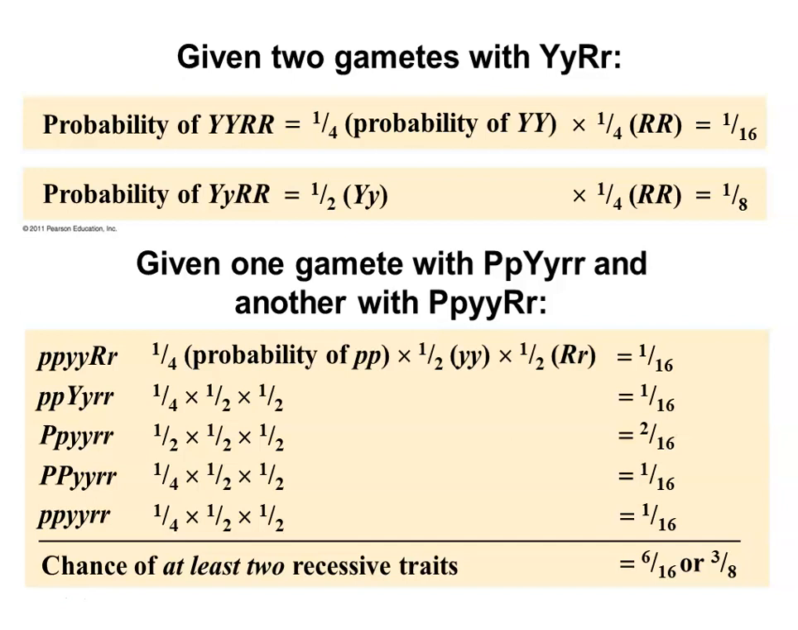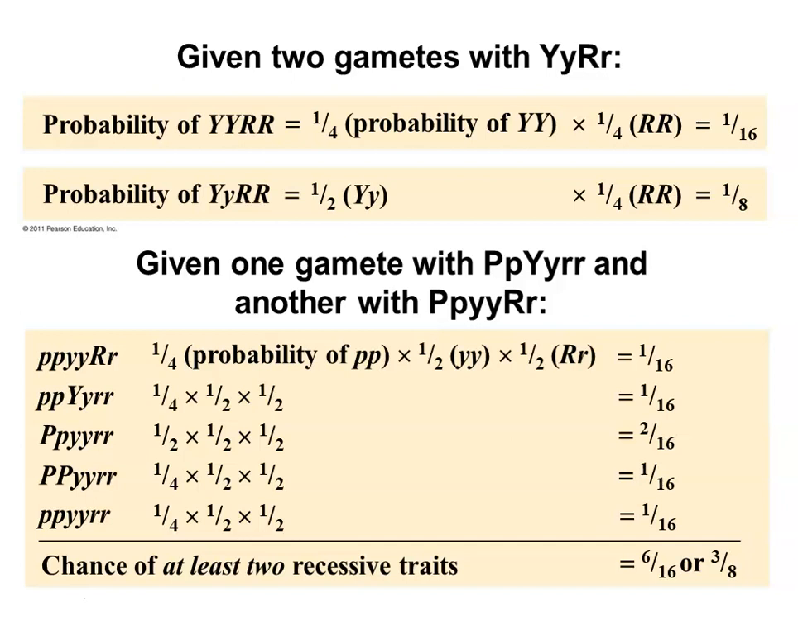So for the first gamete, we have a 1 in 2 chance of getting little p. For the second gamete, we have a 1 in 2 chance of getting little p. 1/2 times 1/2 would give me 1/4. For the Y alleles, we need both to be recessive. You have a 1 in 2 chance of getting the little y allele from the first gamete, but you can only get the little y from the second gamete. 1/2 times 1 would give you a 1/2 probability of getting little y as those set of alleles.